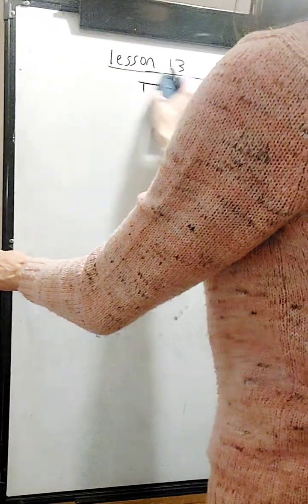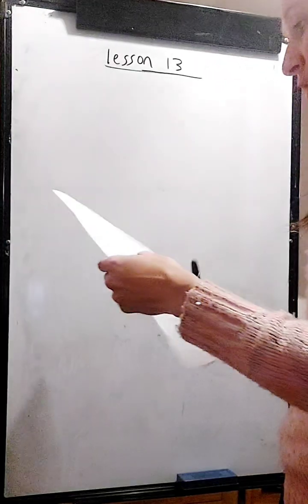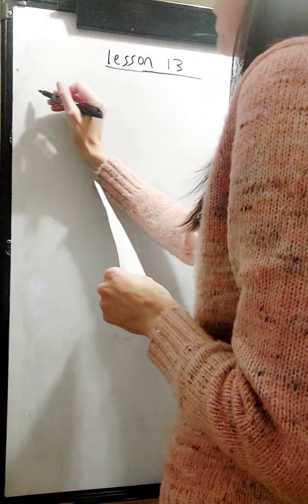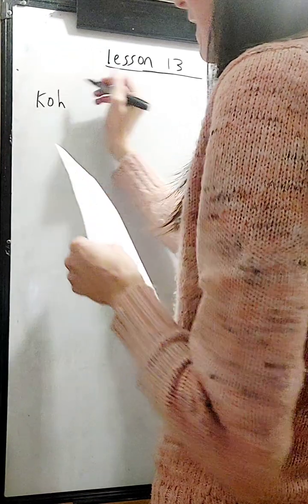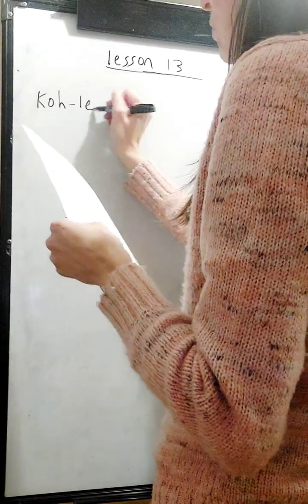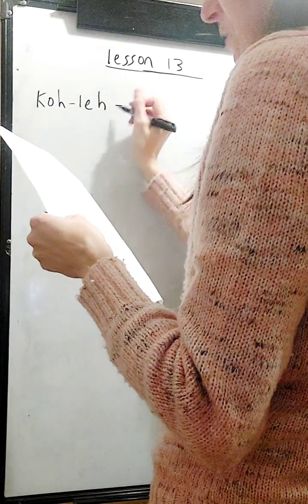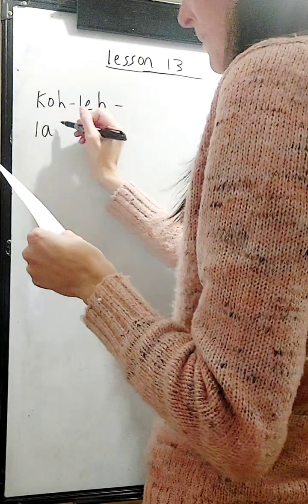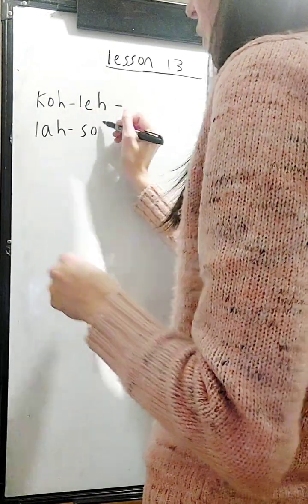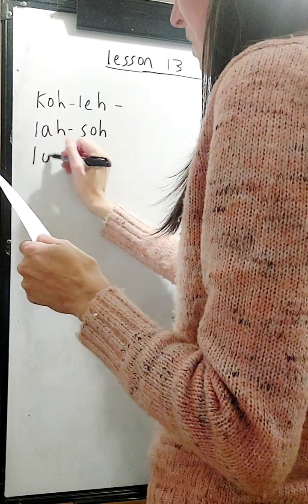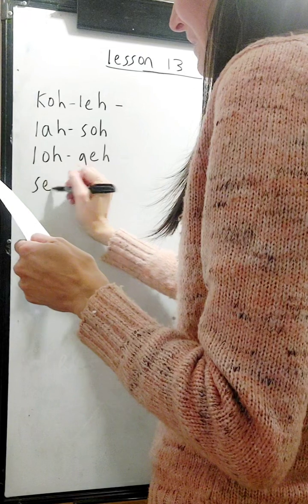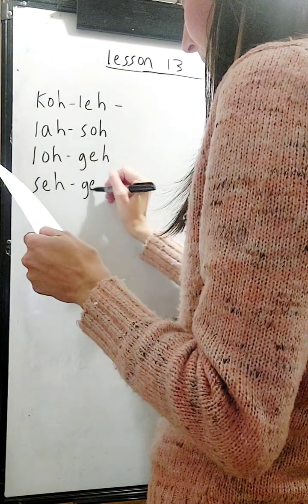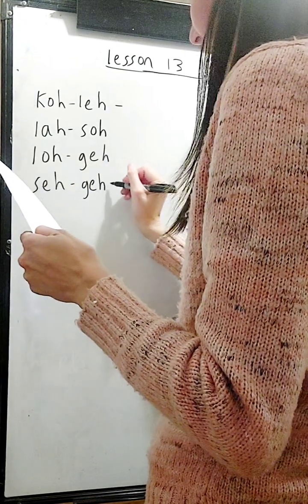Okay, so now I want you to have a go. I'm going to give you some sounds in Hebrew. I'm going to write up the sound, and I want you to write the actual Hebrew letters to see how you would get that sound. So kole, lasso, loge, and seger.